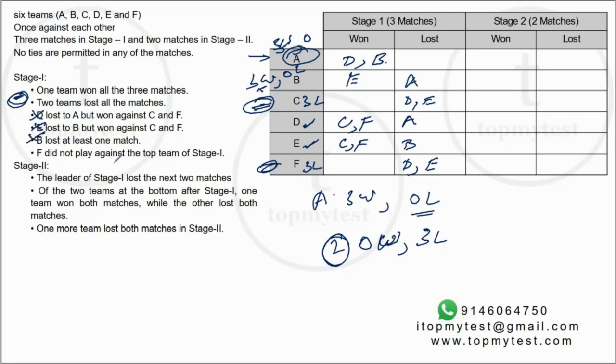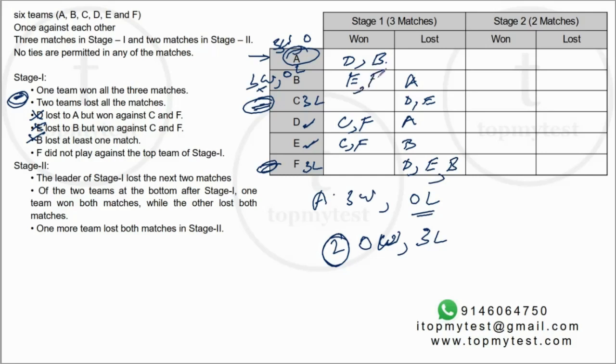The last statement says F did not play against the top team of stage 1. So even though F has 1 match left, F cannot play against the top team. F has already played against D and E. It cannot play it again. F will lose the 3rd match, which means F cannot play against C also, because C also lost all the matches. F cannot play against A, which means F's 3rd match will be against B, and it will lose that match.